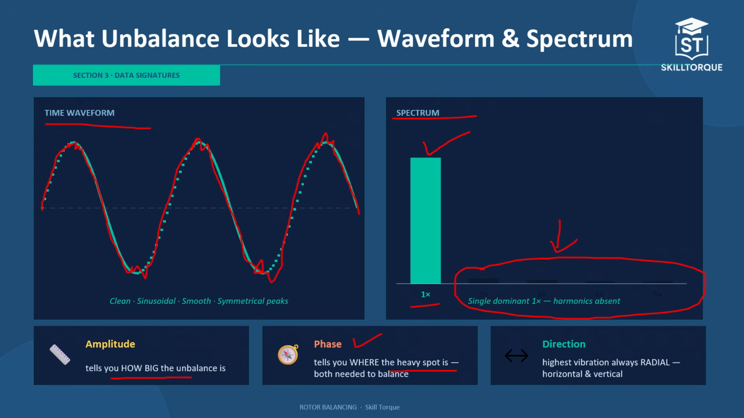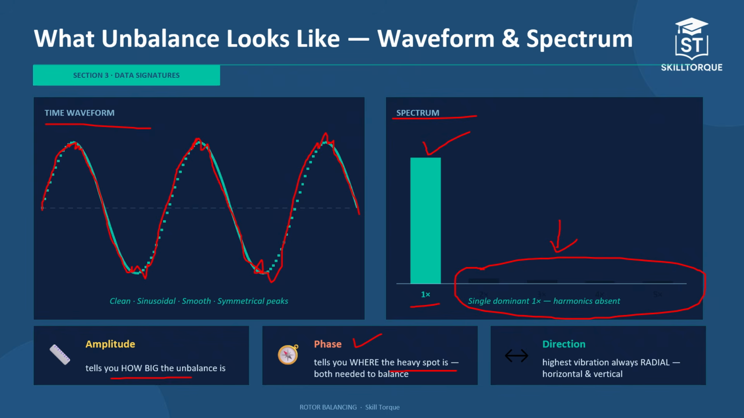So this is critical. We cannot balance a machine from amplitude alone. We need the phase, because phase helps us identify the heavy spot, and amplitude tells us the severity, how big the unbalance force is. So both are required, but yes, there are ways where you can perform balancing using only the amplitude. I know that, and it can be discussed in a different topic.